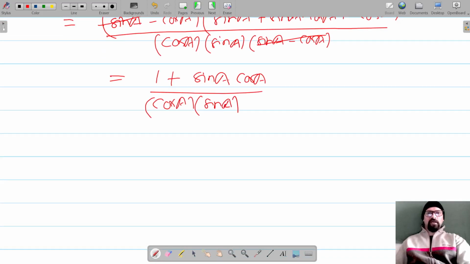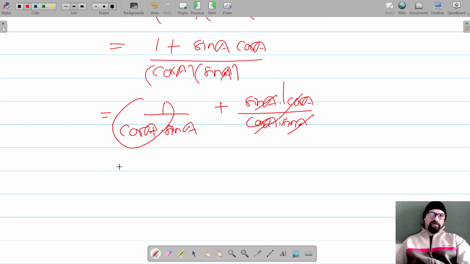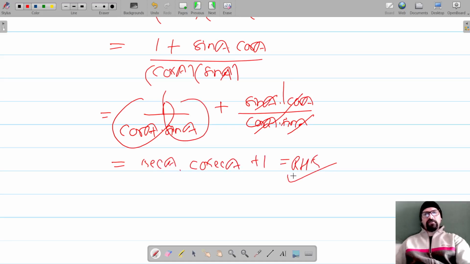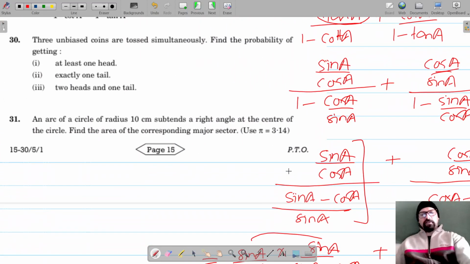Now I'm going to separate these terms with the denominator. So 1 upon cos A into sine A, plus sine A into cos A by cos A into sine A. This gets cancelled, this is 1. And 1 by cos A, we know that it's secant A, and 1 by sine A is cosecant A, plus 1, which is equal to RHS. Okay, moving on to the next question, that is question number 30.